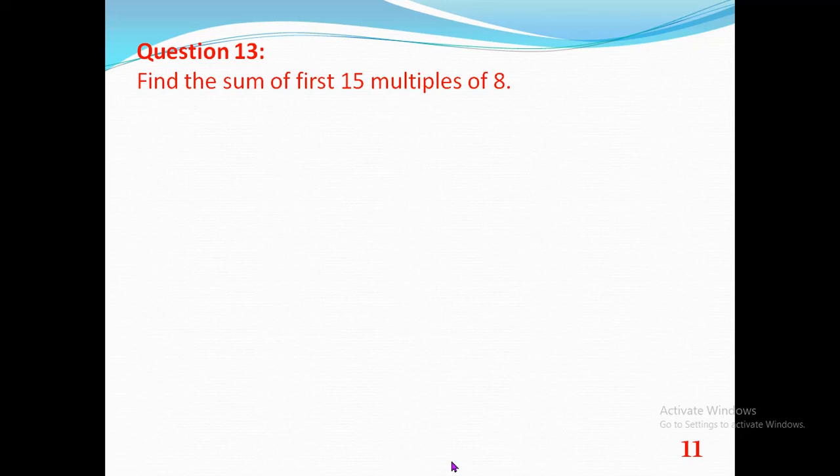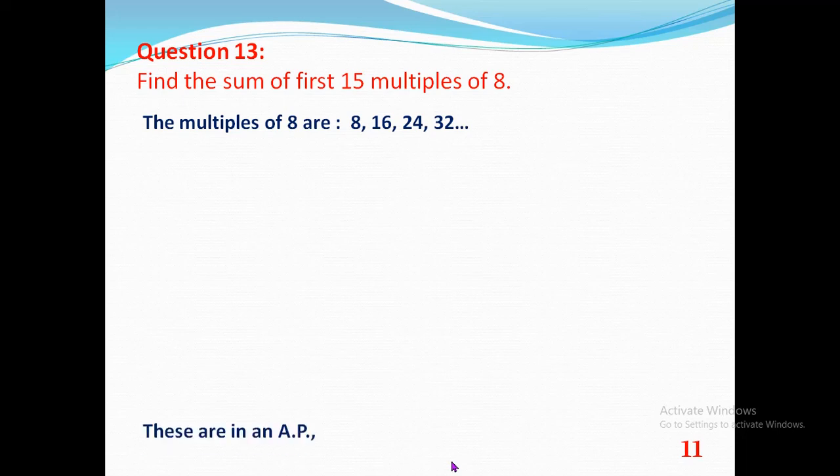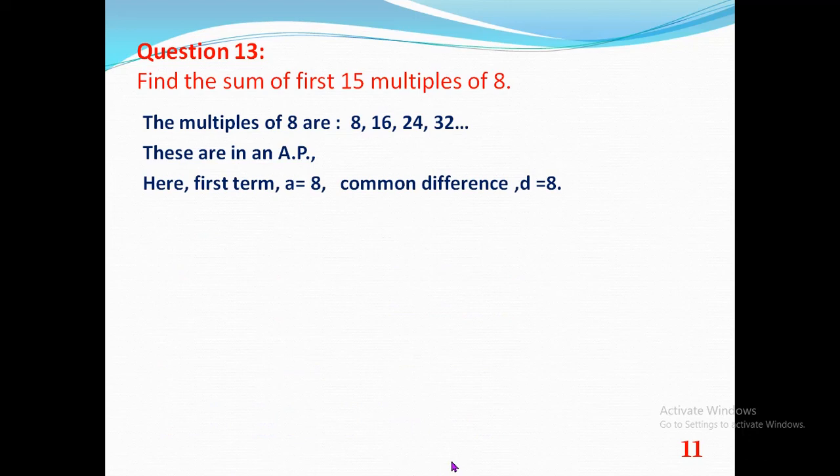Now question number 13. Find the sum of first 15 multiples of 8. Now it is just like the previous question. There we took the multiples of 6. Here we are taking the multiples of 8. So multiples of 8 are 8, 16, 24, etc. They are in AP of course, because the first term is 8 and the common difference also is 8. So we have to find the sum of first 15 multiples. So n equals 15, and S15 equals how much is the question.